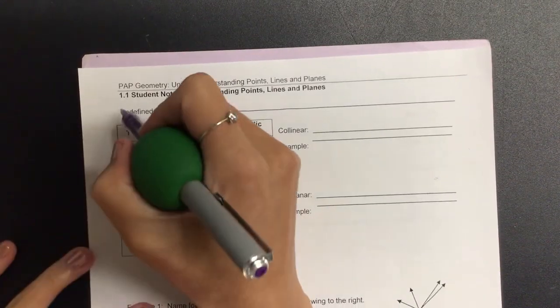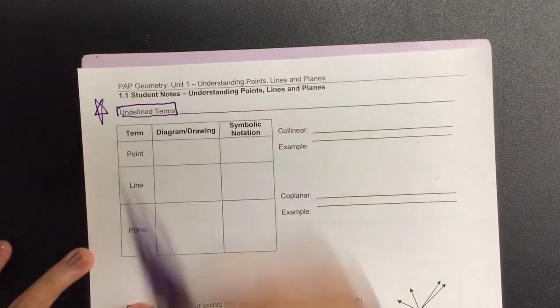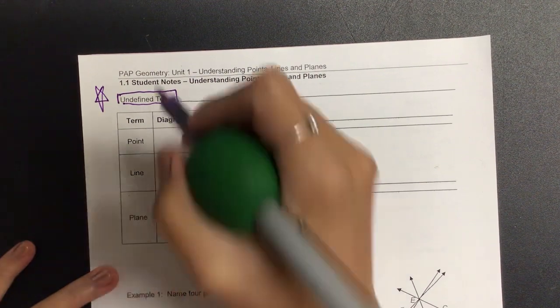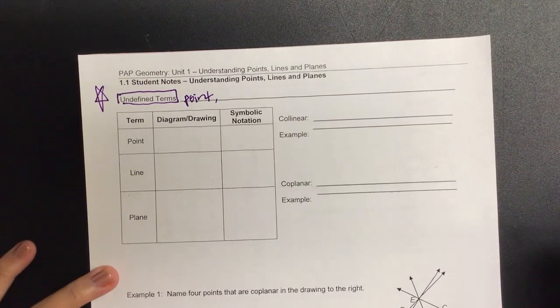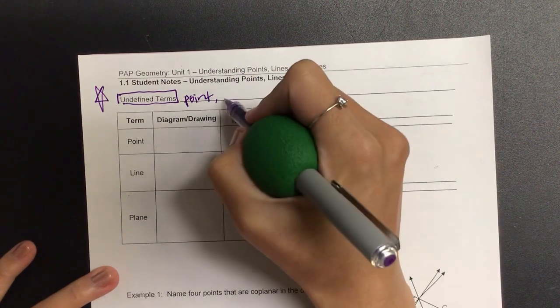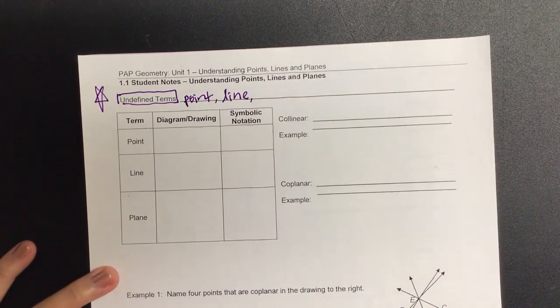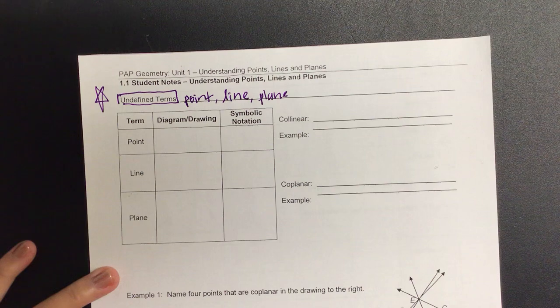All right, so we have 3 undefined terms in geometry. Put a star next to it. The first undefined term is called a point. Do we all know how to spell point? Yes. Good. Also, do you know how to spell line? Can we all spell line? Yes, the next one is going to be very difficult. Plane. The airplane, not the other plane. Make sure you know how to spell that as well.